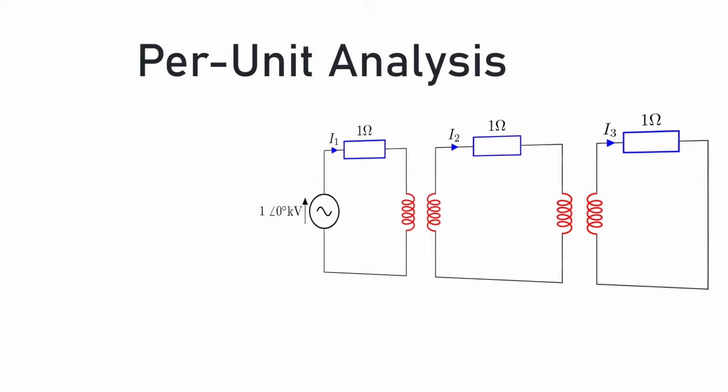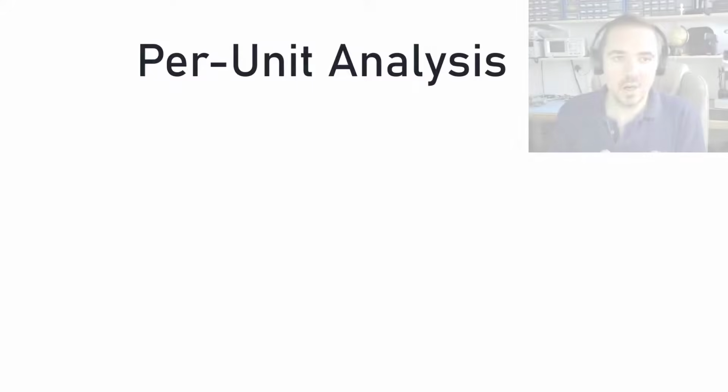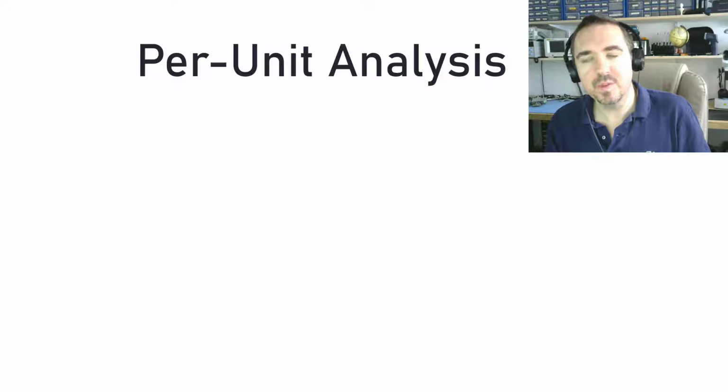What about this circuit? Now we have two transformers. What impedance does the generator see? What is the current in each loop? Things start to get complicated because the impedance seen by the source is affected by both transformers. Solving this kind of circuit with standard circuit theory is messy and not intuitive. Unfortunately, our power systems are full of transformers.